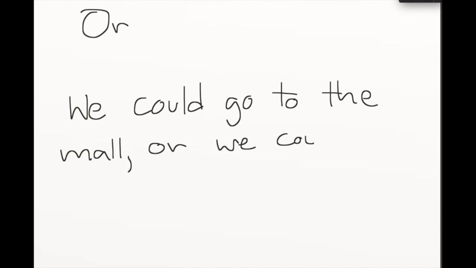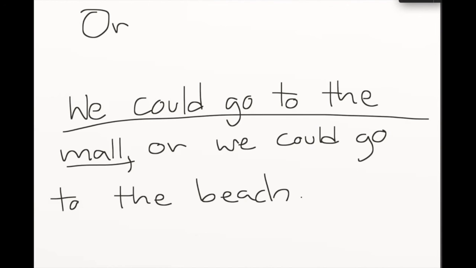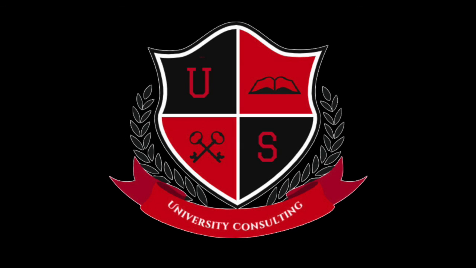We. So you see I had to use "we" two times because if we use that comma, you need a noun subject for both sides. Or we could go to the beach, period. Okay, so we have two full sentences. We could go to the mall. We could go to the beach. And we put them together using a comma and "or." We could go to the mall or we could go to the beach. If we took out "we" and said we could go to the mall or could go to the beach, we wouldn't need that comma.